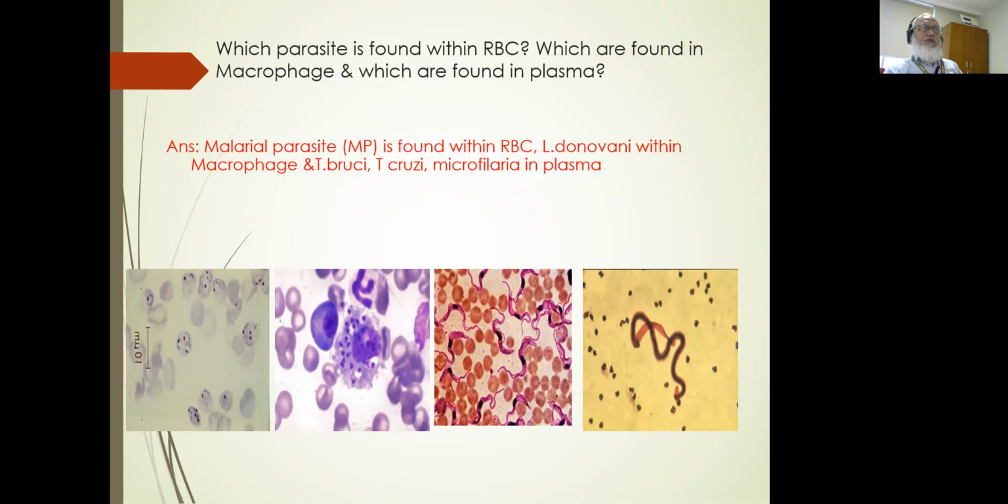Which parasite is found within the RBC, which are found in macrophage, and which are found in the plasma? RBC, you all know, malarial parasite is found within the RBC. Leishmania donovani can be seen within the macrophage, and Trypanosoma brucei and cruzi are found in the plasma. They are large enough not to be present in the cells.